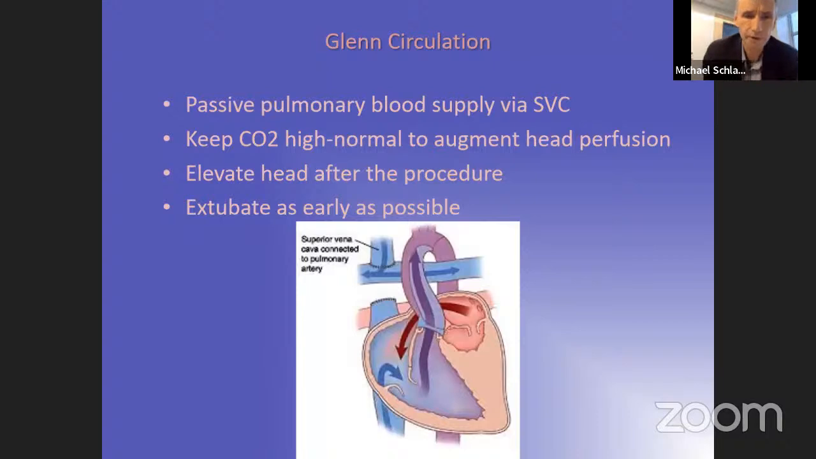Glenn circulation. Here the SVC is connected directly to the pulmonary artery and is the only source of pulmonary blood supply. These patients benefit from a slightly elevated carbon dioxide because it increases cerebral perfusion and therefore augments the amount of blood that's returning through the SVC into the pulmonary circulation. After the case, these children should be placed in a head-up position in order to allow proper drainage of head blood into the pulmonary circulation. Next slide.